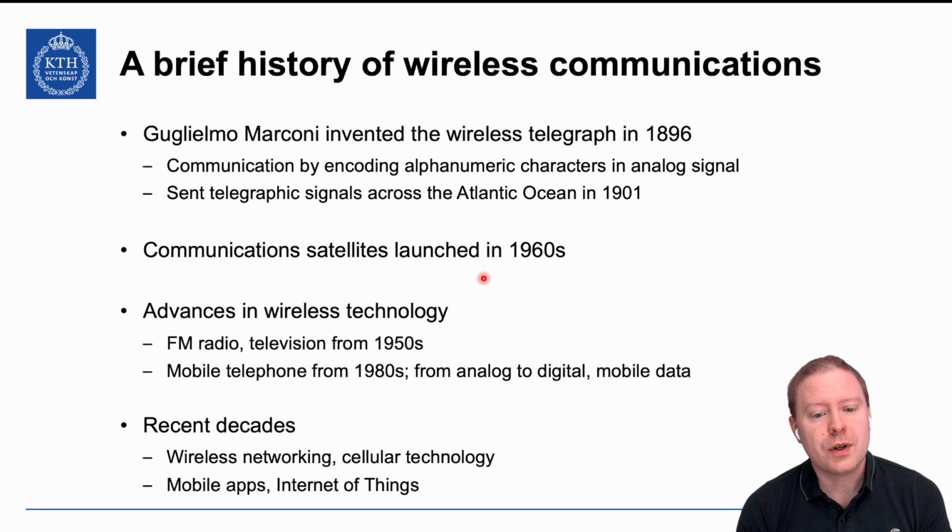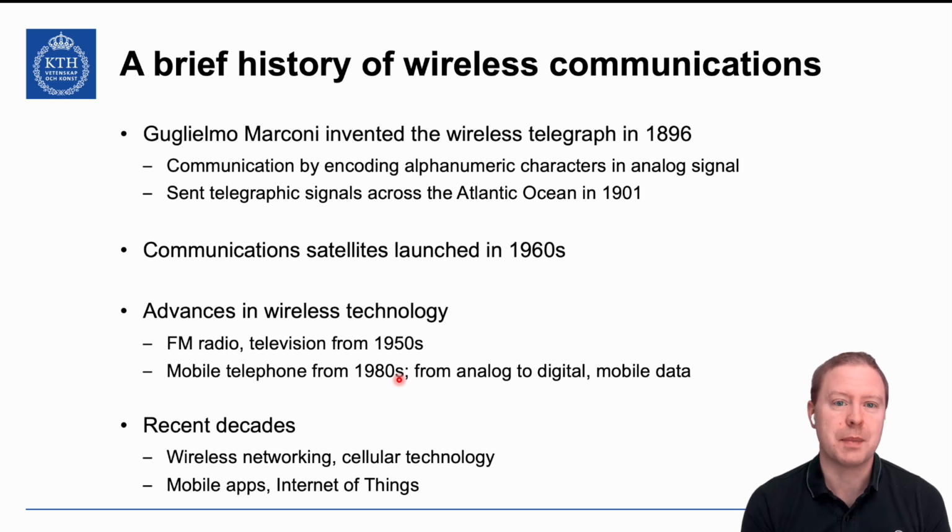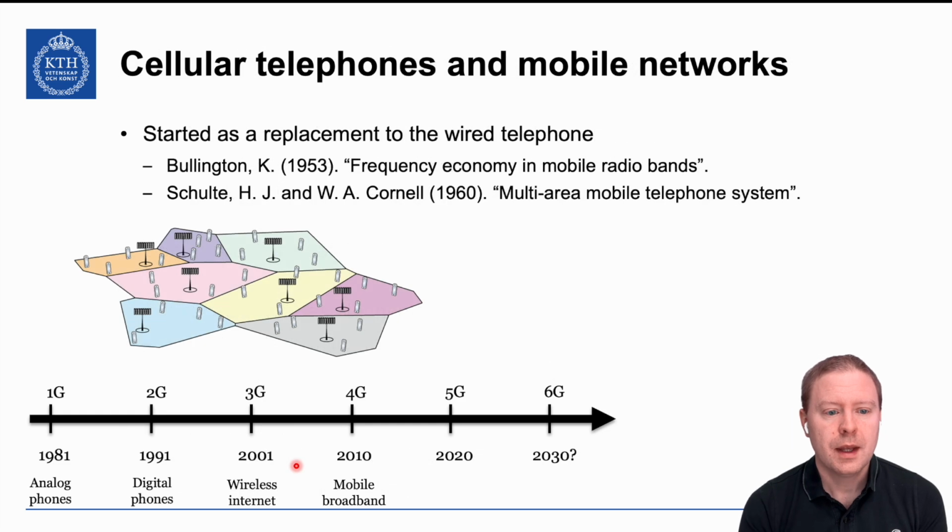Then, over the last century, we have seen a lot of developments. So communication satellites were sent up in the 1960s. There were a lot of advances in wireless technology for FM radio or television in the 1950s, for example, and mobile telephony took off in the 1980s. And then we have progressively seen how it has moved from analog to digital technology and how we have been starting to use it more for mobile data transfer. In more recent decades, wireless networking, cellular technologies, mobile apps, Internet of Things, all of these things have become natural parts of our lives. So what are these cellular or mobile networks really about?